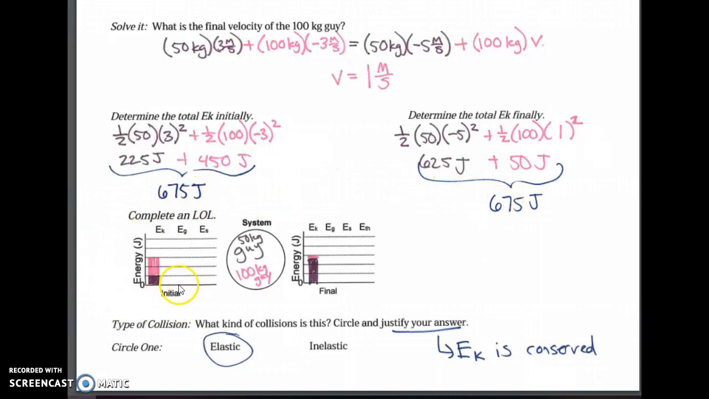In my IF diagram, I showed that the 50 kilogram man had some energy stored kinetically, the 100 kilogram man had some energy stored kinetically, and finally the 50 kilogram man had a little bit more energy stored kinetically, and the 100 kilogram man had a very small amount of energy stored kinetically. I was able to determine that this collision was elastic because the EK initially and the EK finally is the same. If EK is conserved, it is an elastic collision.